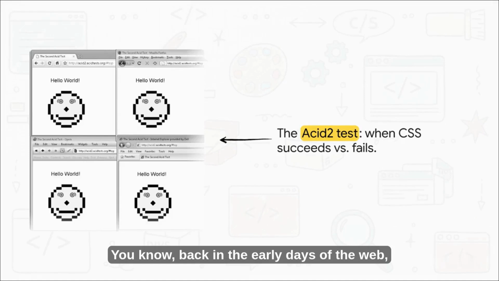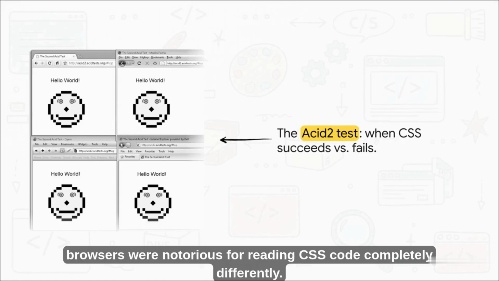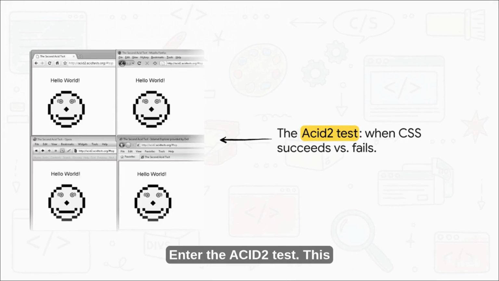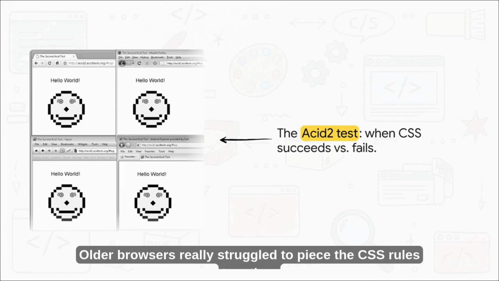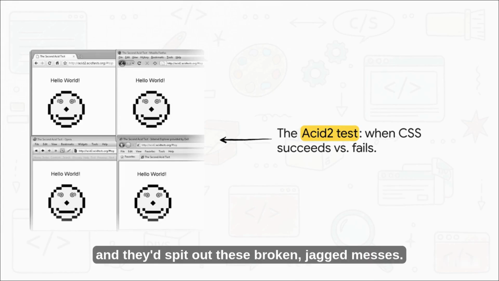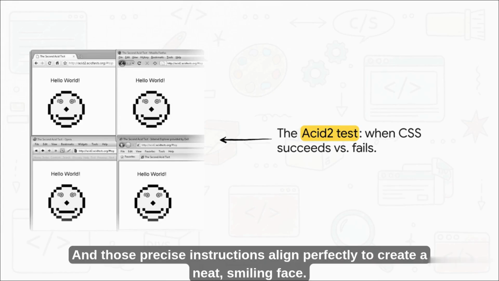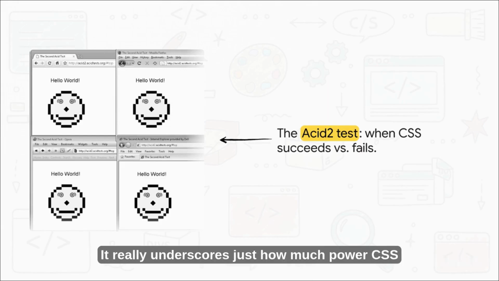You know, back in the early days of the web, browsers were notorious for reading CSS code completely differently. Enter the ACID2 test. This was a really brilliant benchmark to push browsers toward actual universal standards. Older browsers really struggled to piece the CSS rules together, and they'd spit out these broken, jagged messes. But when the code is read exactly as intended, those precise instructions align perfectly to create a neat, smiling face. It really underscores just how much power CSS has over the final look of your content.